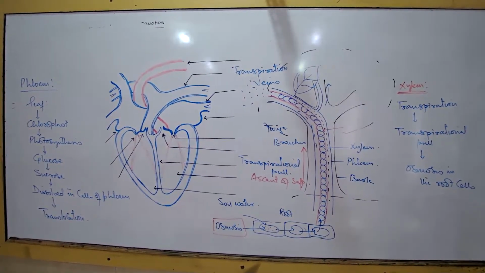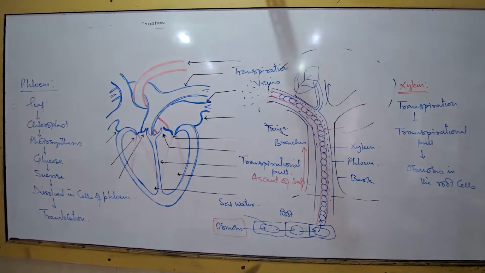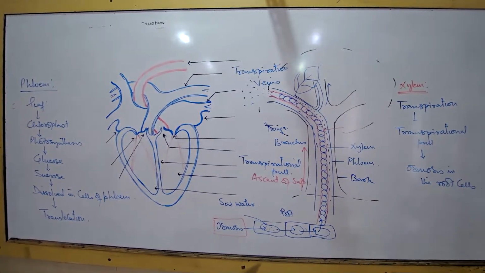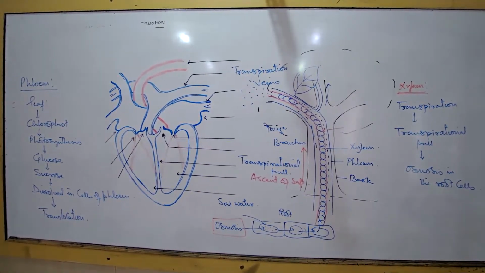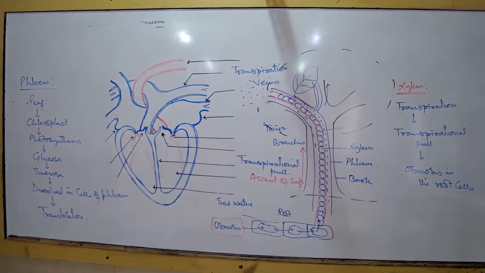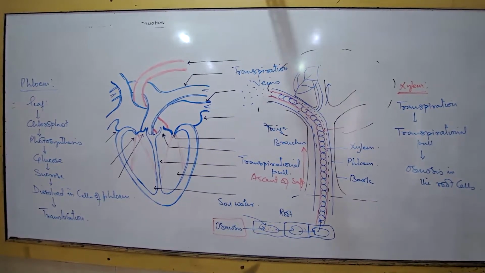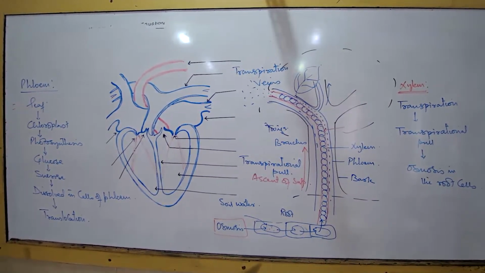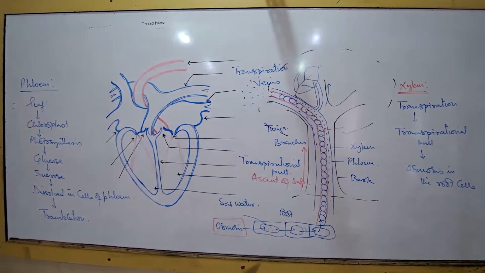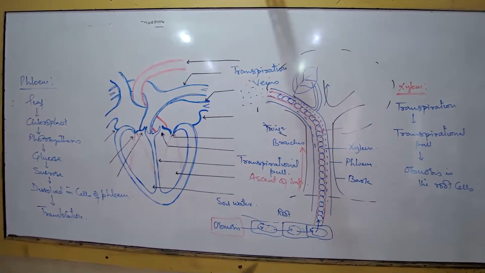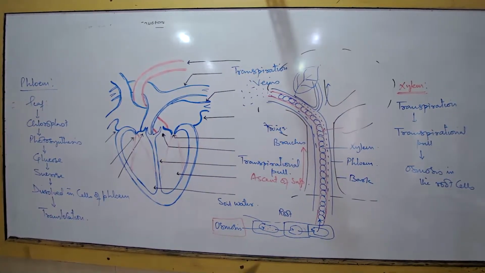Xylem is a tubular arrangement of cells connecting the roots, stem, branches, and veins of the leaf. Full stop.